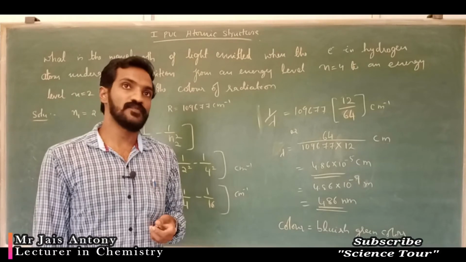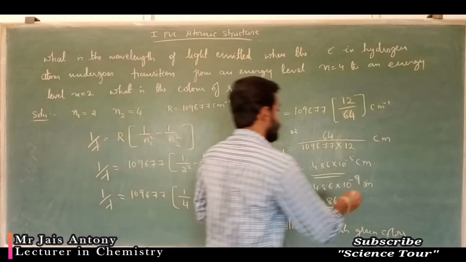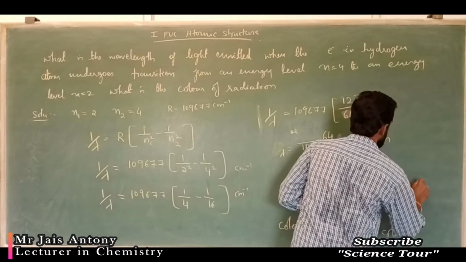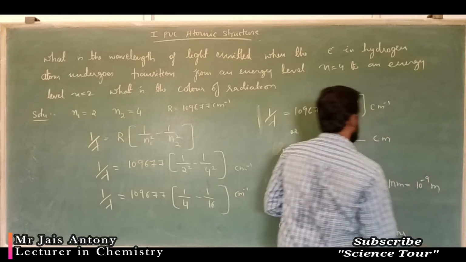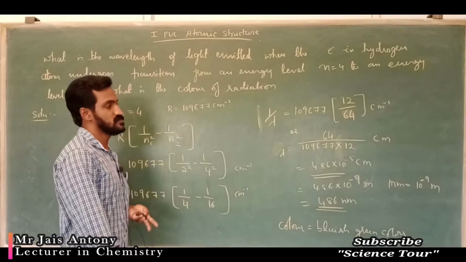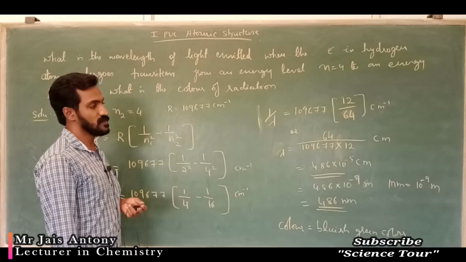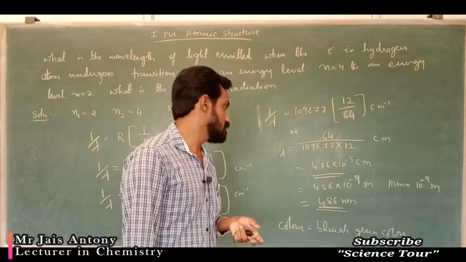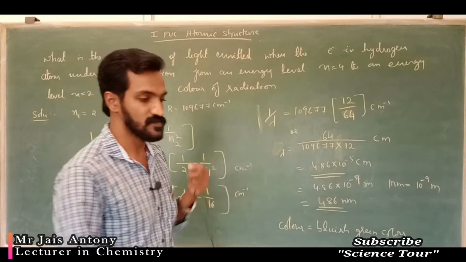Okay, 1 nanometer is equal to 10 to the power minus 9 meter. So the answer is 486.